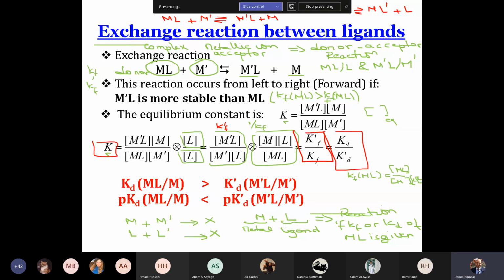What type should I use? It depends on the exercise. In some exercises, he says you have reaction M plus L. In other exercises, he says you have ligand L prime added to ML. So this is exchange of ligand. Okay. And in the third type, you have ML, you add M prime. This is exchange of M prime, or exchange of ligand between two metallic M. So it depends on the exercise.